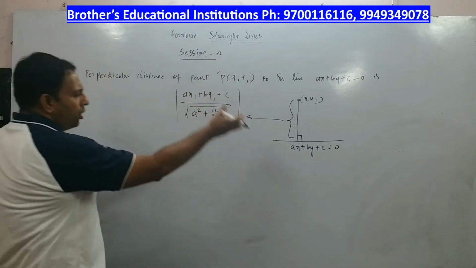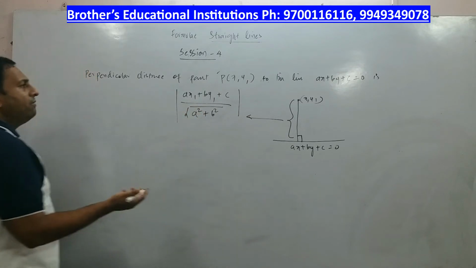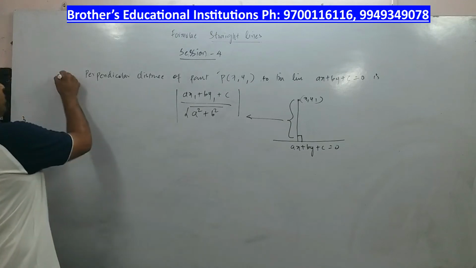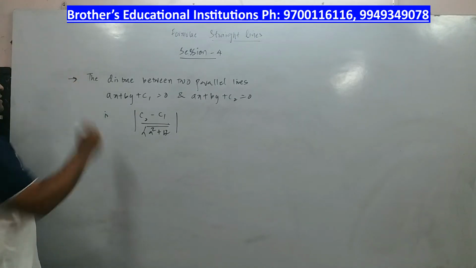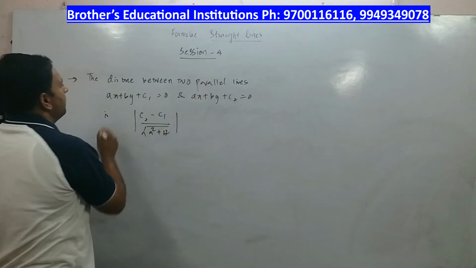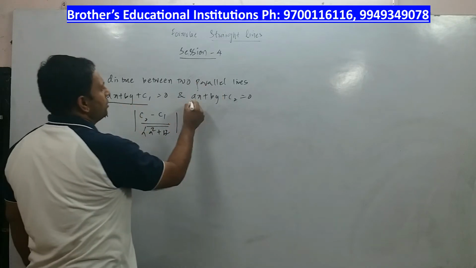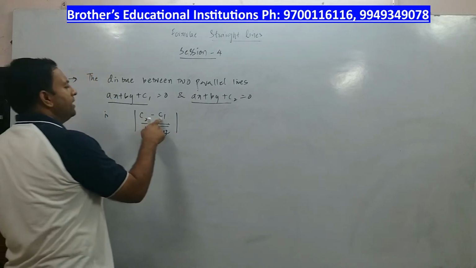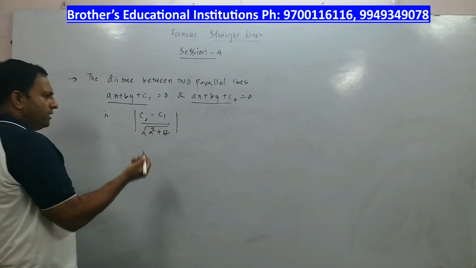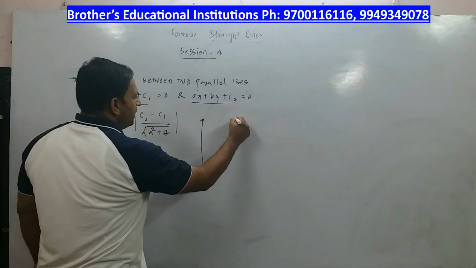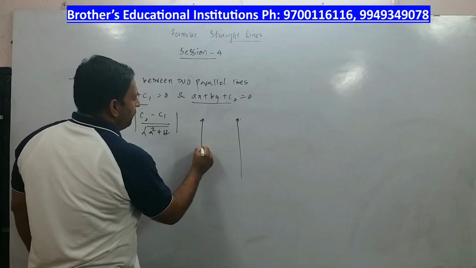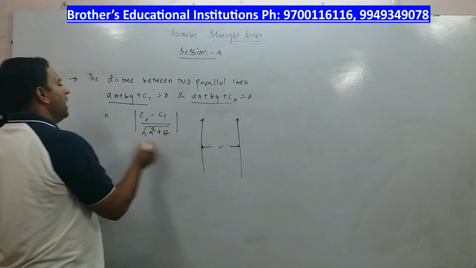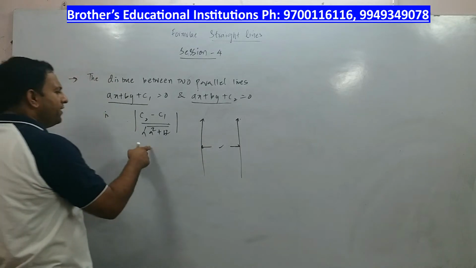So please draw the figure and copy it, and meanwhile we will go for the next formula, which is the distance between two parallel lines. The distance between two parallel lines ax plus by plus c1 is equal to 0 and ax plus by plus c2 is equal to 0 is modulus of c2 minus c1 by under root of a square plus b square. Let us say if there are two parallel lines given to you and I wish to find this distance, then I have to apply this formula.